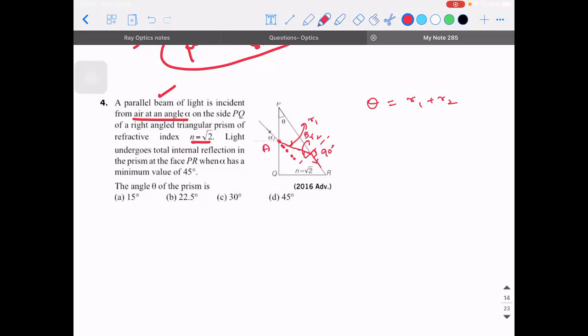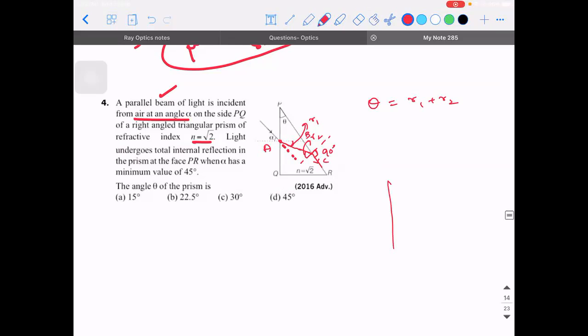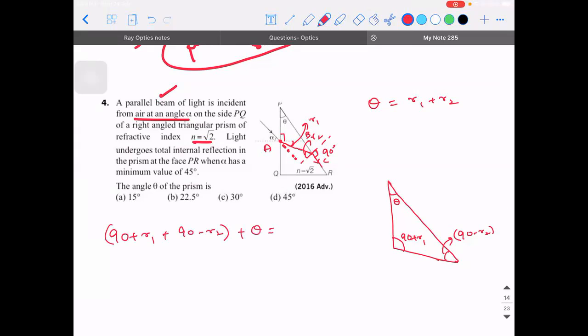PQR, if I take this as A, B, and C, then this is 90, so this is theta. Then how much is this angle, guys? Is it not 90 plus R1? Is this not 90 minus R2? So 90 plus R1 plus 90 minus R2 plus theta is equal to 180 degrees. Theta cancels. So theta is R1 plus R2.